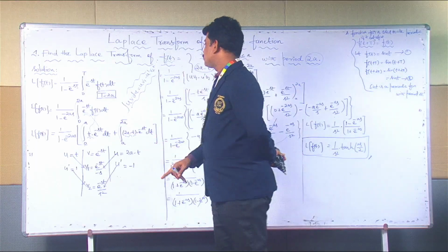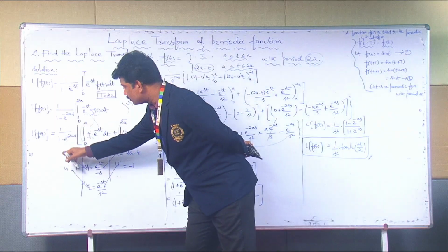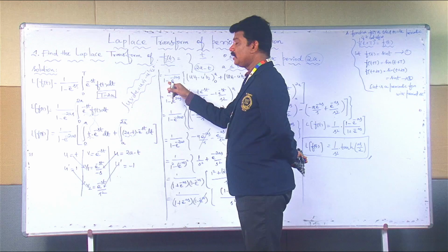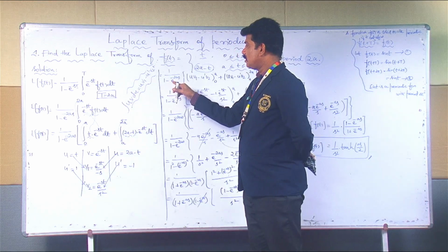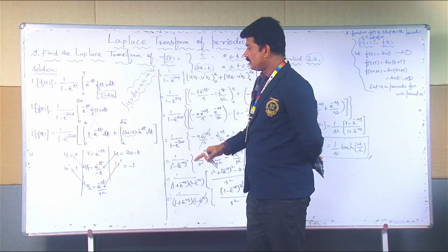Now applying Bernoulli's formula, look at the formula. You have to continue this step. So equal to 1 divided by the Laplace transform of f of t equal to 1 divided by 1 minus e power minus 2as. You have to write it as it is. So look at this.